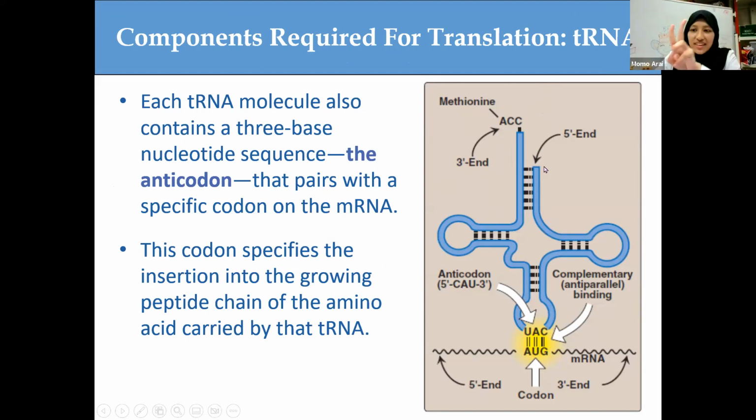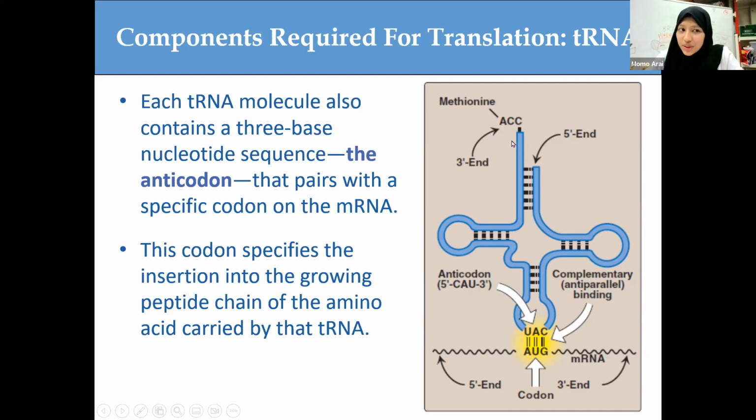And two important things they can ask you in the exam: the amino acid, where is it bound to in the tRNA? So it's always bound to the 3' end. So you'll always find the amino acid on the 3' end of the tRNA.